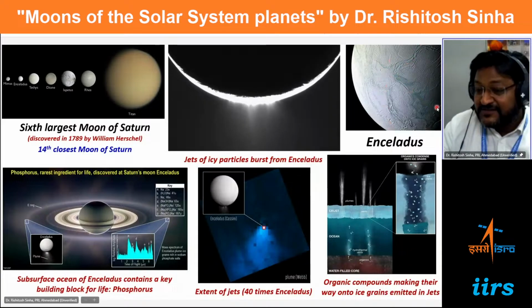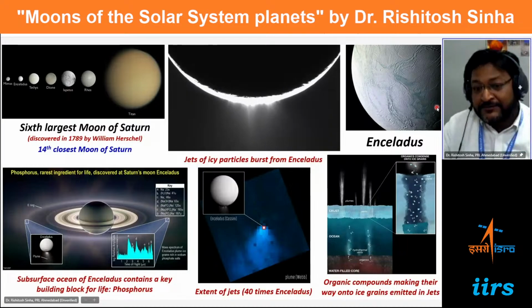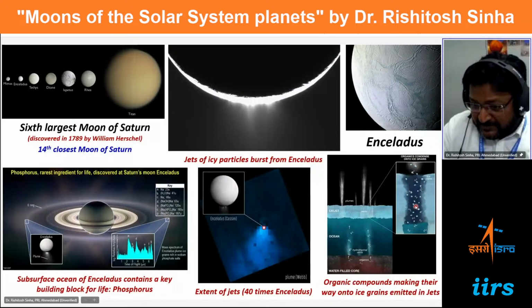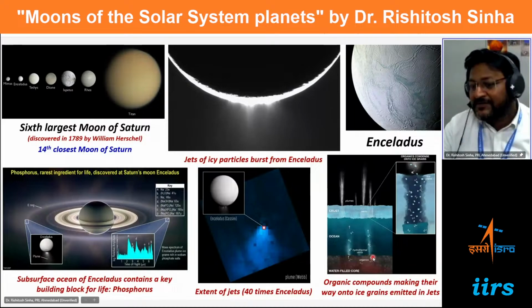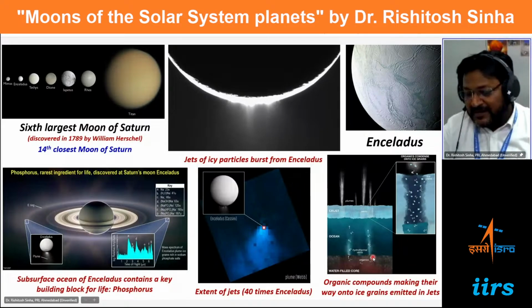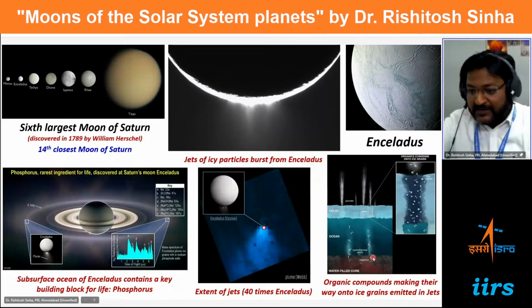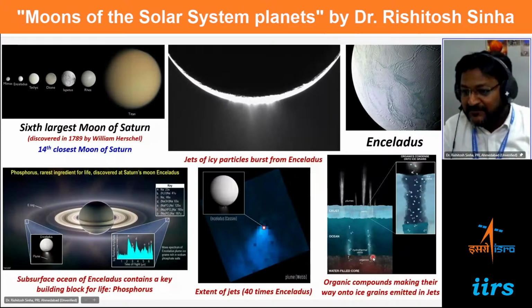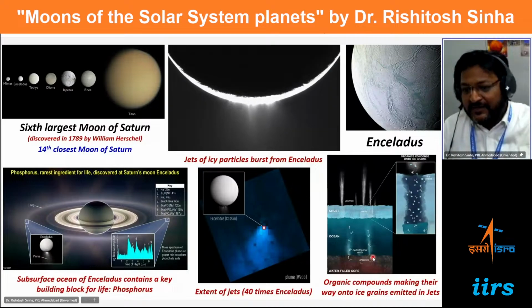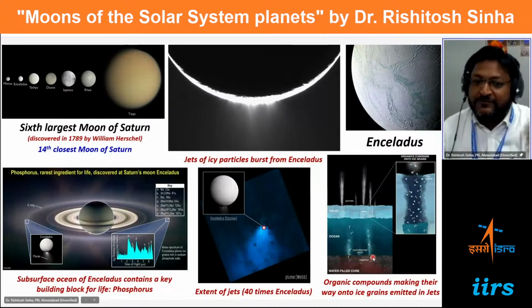These are linear fractures, which may be oozing out water by a process something like this: it is said that because of the tidal effect, the core gets heated up and it melts the ice, and it oozes water from beneath. Not only water but also some organic compounds, and that all goes up, interacts with the icy crust, and then goes out in the form of these plumes.